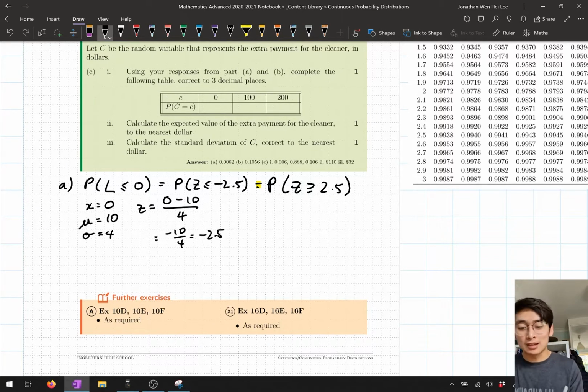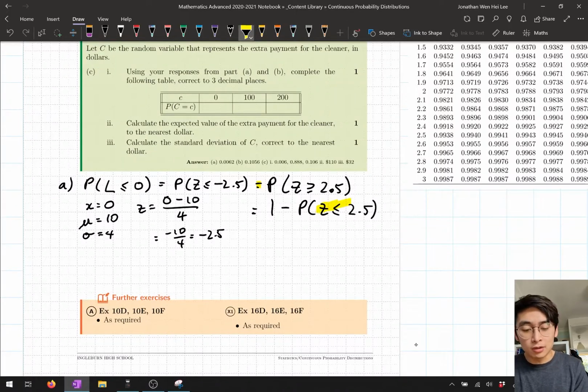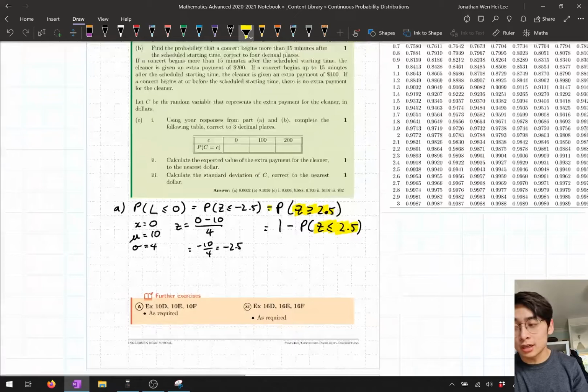And just like we did in the last example, that's the same as 1 minus the probability of my z-score being less than 2.5. Just a reminder, the reason why I want to have it in this form, less than, is because my table only works for less than. It doesn't work for greater than, unfortunately. So here we're going to actually use this fact.